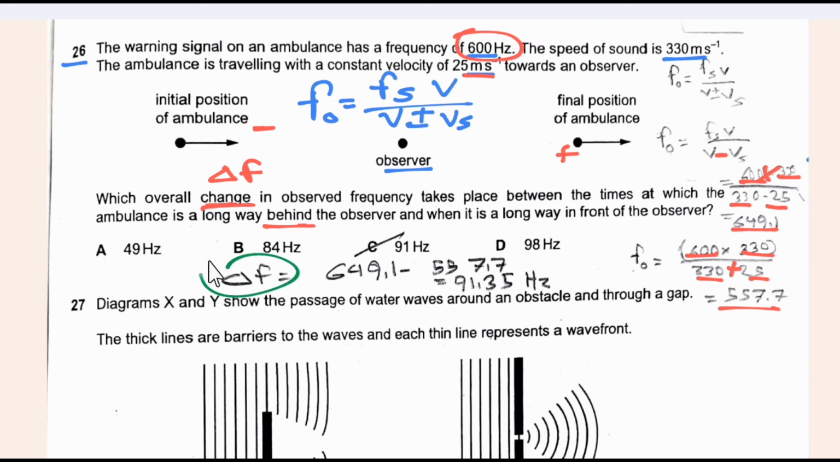Now to find the change in frequency, we need to subtract the lowest value from the highest value, that is highest value minus lowest value. So we get the change in frequency, that is 91.35 Hz, that is 91 Hz. So the answer should be C.